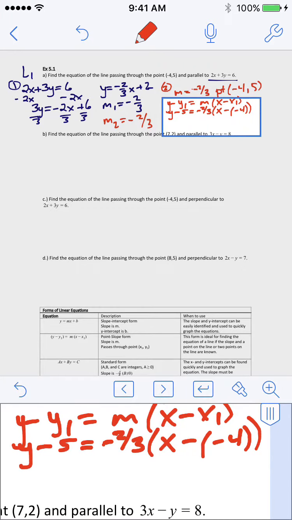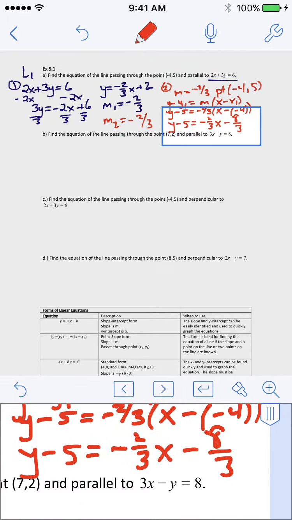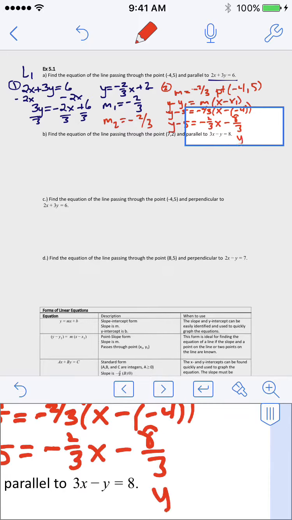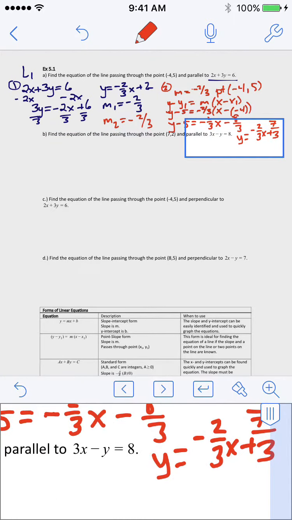So I can distribute that negative 2/3 in. y minus 5 equals negative 2/3 x. That would be a positive 4 times negative 2/3, which is negative 8/3. And then I add 5 to both sides. y equals negative 2/3 x plus, that would be 15/3 minus 8/3, which is 7/3. And there's our equation.